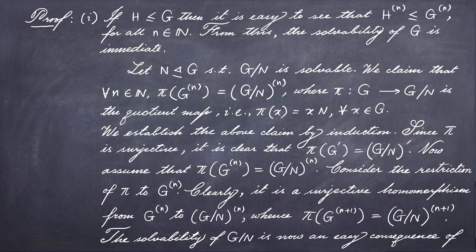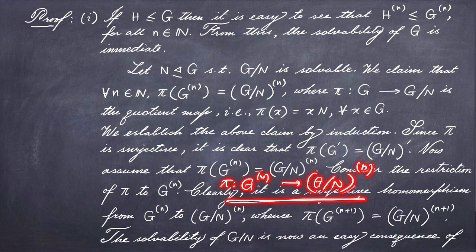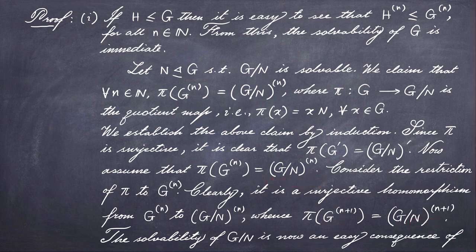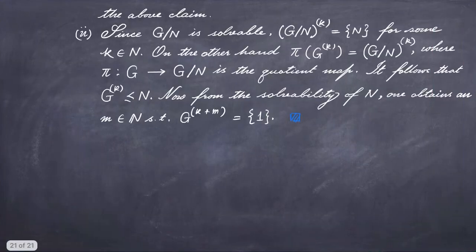So the formal proof goes by induction, assuming that pi of G^(n) is the nth derived subgroup of G modulo N. From the surjectivity of this restriction of pi from G^(n) to the nth derived subgroup of G modulo N, we immediately conclude that the derived subgroup of G^(n) maps to the derived subgroup of this group. So inductively we prove that under the quotient map, all derived subgroups map to the corresponding derived subgroups of the quotient group. And since G is solvable, at some point this will be trivial, which forces this to be trivial as well. So the solvability of G modulo N is obvious.